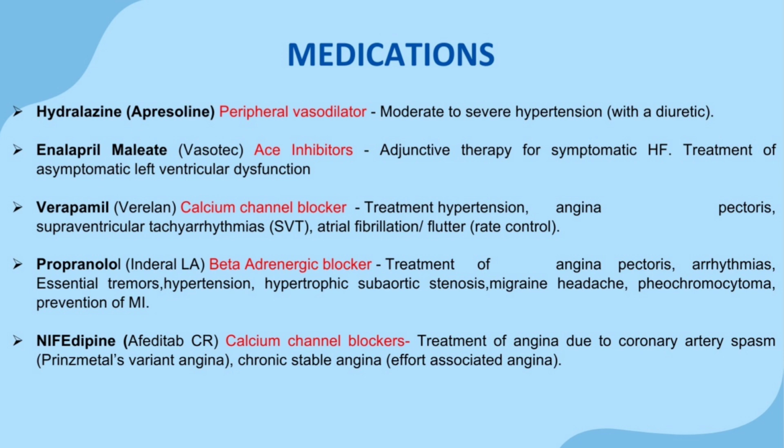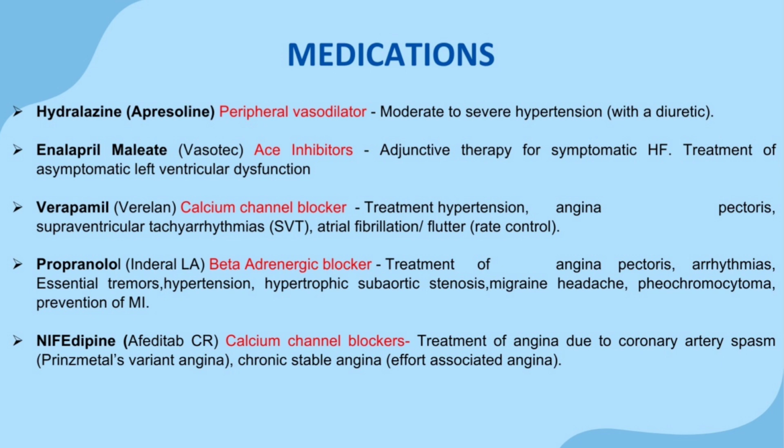The next drug is enalapril maleate, and its brand name is Vasotec. Its classification is ACE inhibitor. Indication: treatment of hypertension alone or in combination with other antihypertensives, adjunctive therapy for symptomatic heart failure, and treatment of asymptomatic ventricular dysfunction. Its therapeutic effect: in hypertension, it reduces peripheral arterial resistance. In heart failure, it increases cardiac output, decreases peripheral vascular resistance, decreases blood pressure, decreases pulmonary capillary wedge pressure, and decreases heart size.